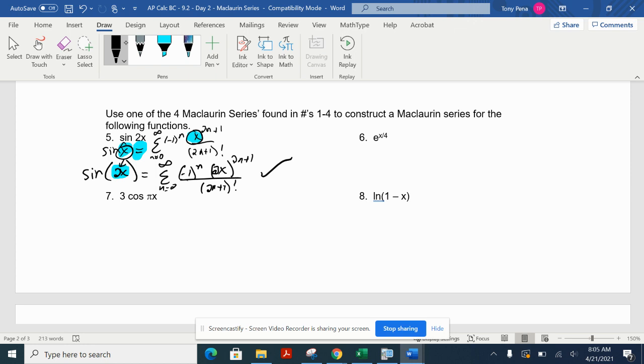So for number 6, similar. Let's first write the series for e to the x, and we can use these equal signs because we know the actual term. So it's an infinite series starting at 0, and the series that we found on the front page was x to the n over n factorial.